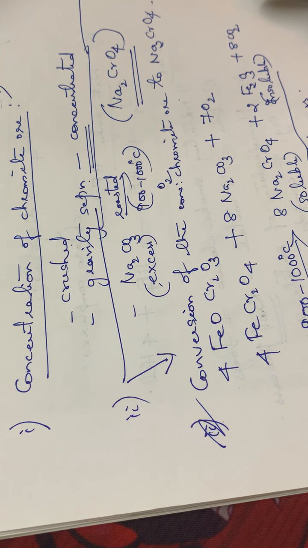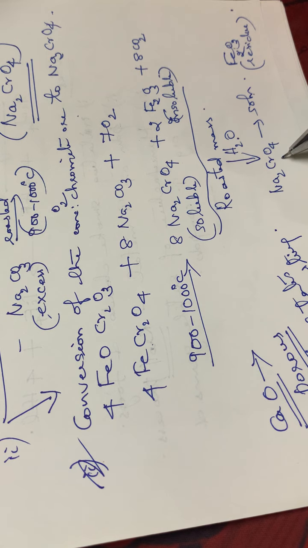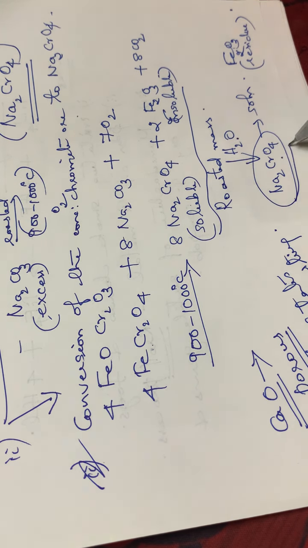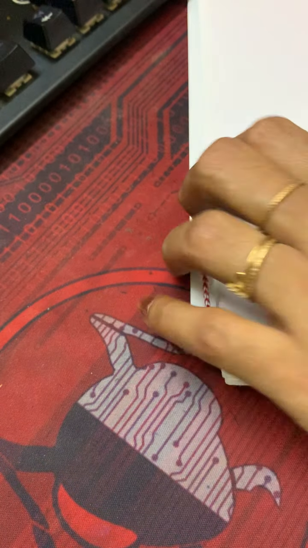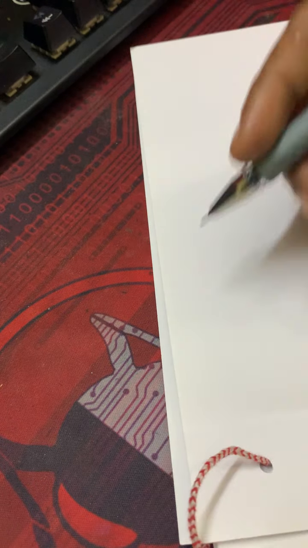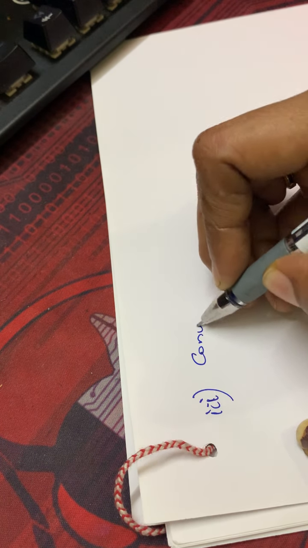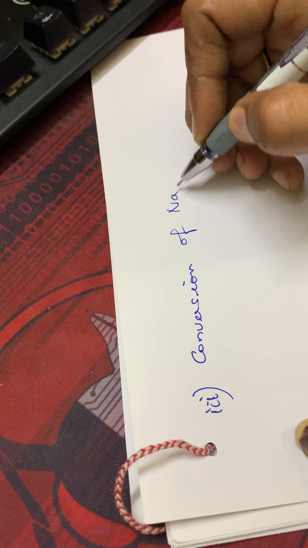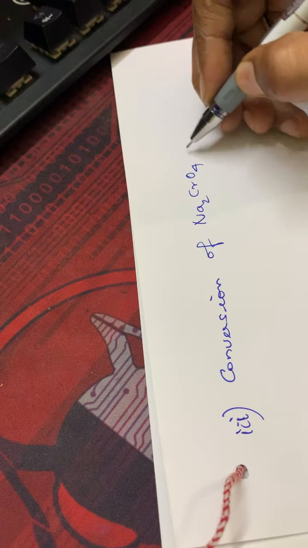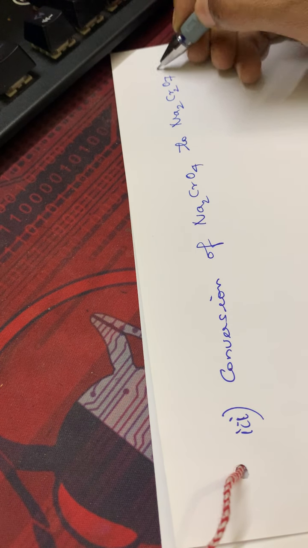Then the third step is the conversion of sodium chromate to sodium dichromate. So in the third step, we are converting the sodium chromate, that is Na2CrO4, to sodium dichromate, Na2Cr2O7.